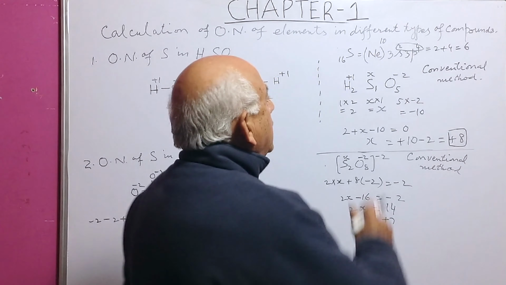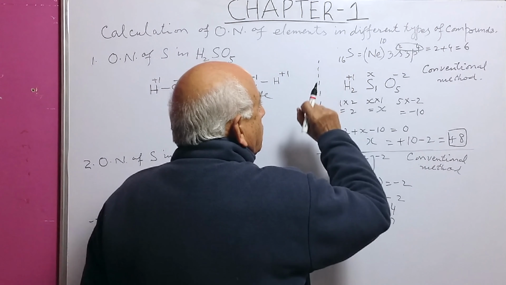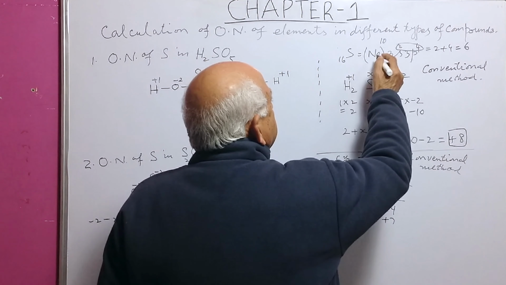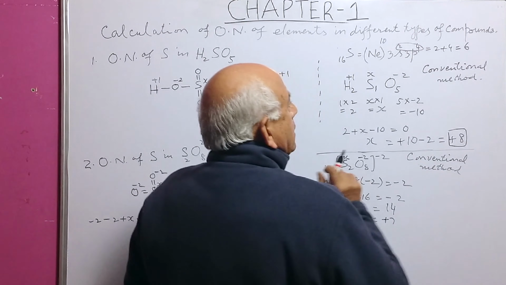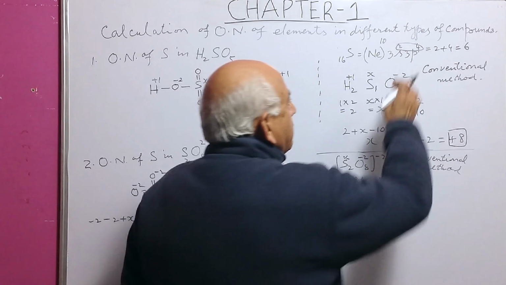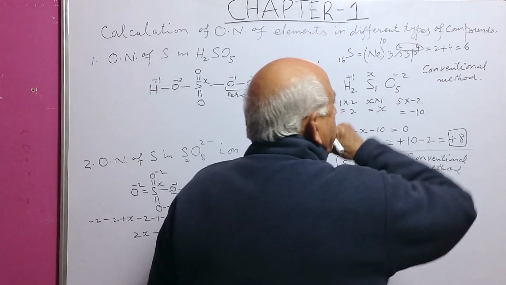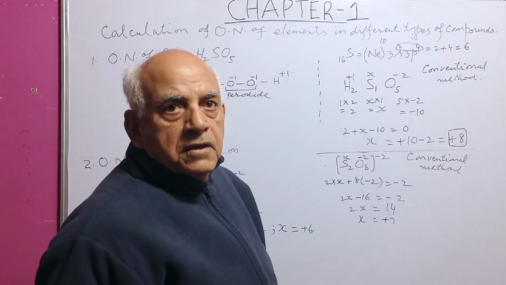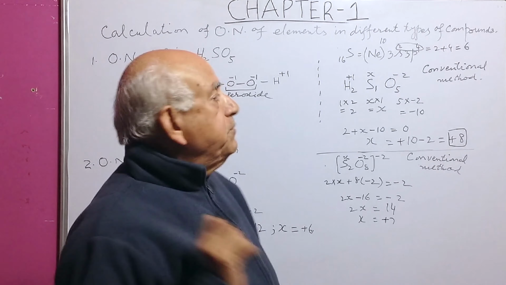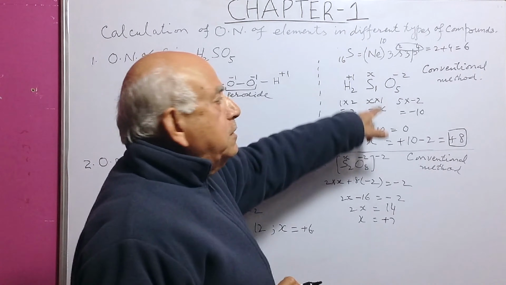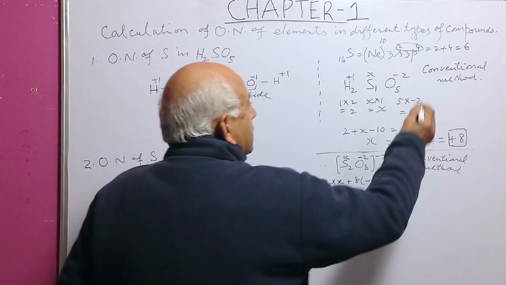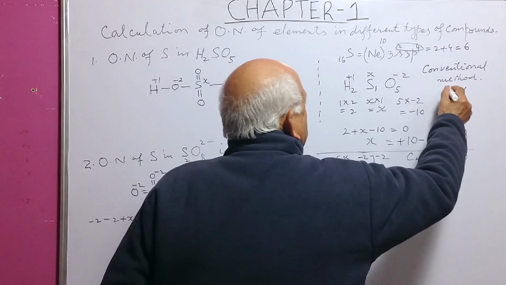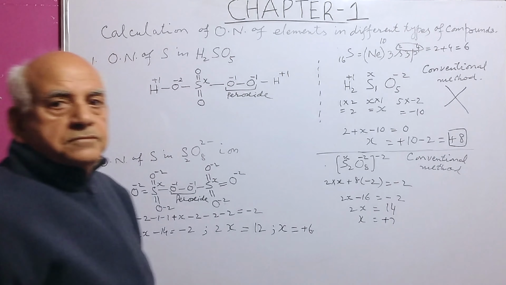But if we write the electronic configuration of the sulfur, it is neon 10, 3s2, 3p4. In the valence shell, we have 2 plus 4, 6 electrons. Hence, the oxidation state of sulfur cannot be more than 6. Therefore, the conventional method is incorrect in this case.